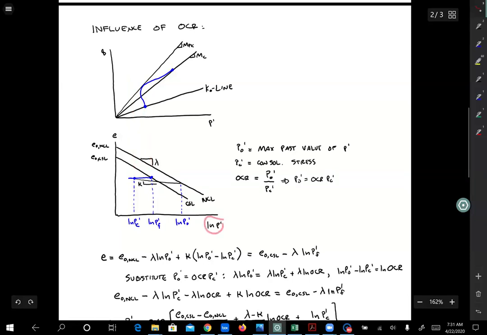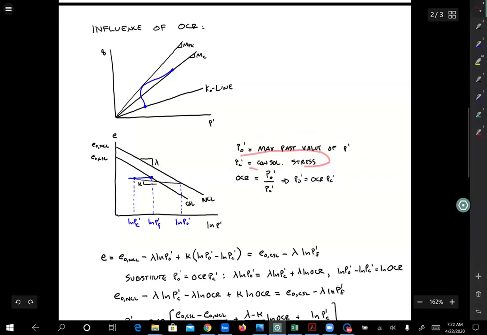Okay, the reason is this is natural log of P prime, and this one is P prime. So the axes don't perfectly align anymore. It's one of the downsides of doing this for clay, because we know that these are straight lines in ln P prime space, so we tend to draw them that way, but then they don't perfectly line up. But anyway, that's okay.